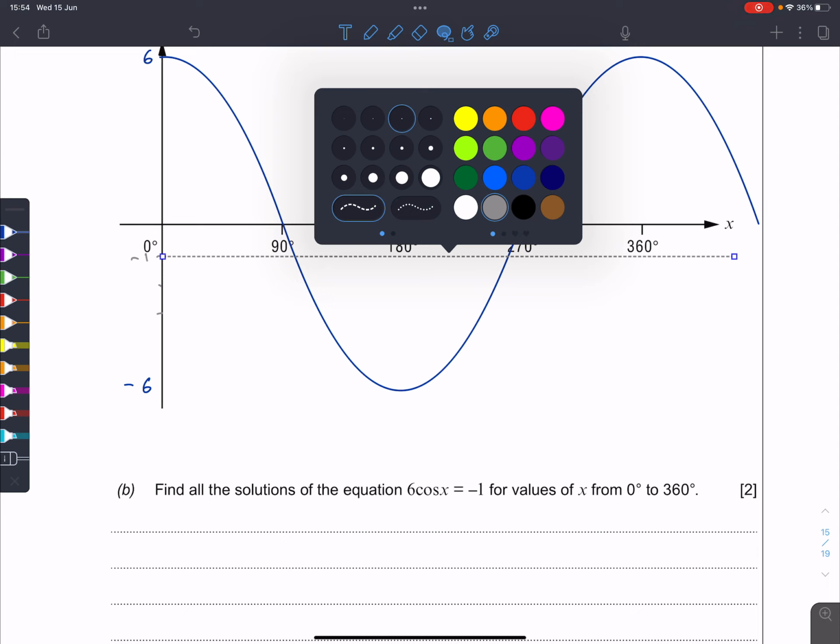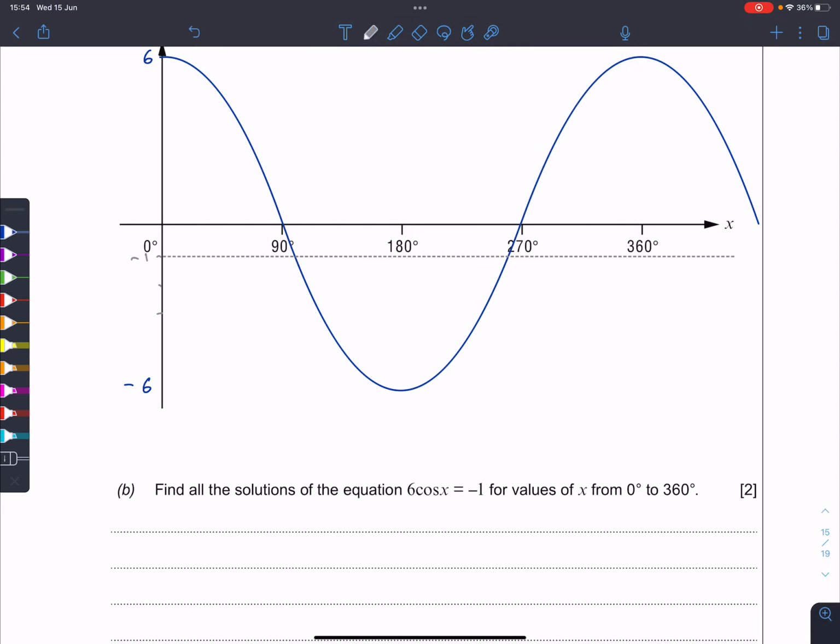Let's just turn it into a dashed line. Okay, and what happens is we have 2 possible solutions. We have one there where the line and the curve cross, and another one where the line and the curve cross. So the first one there, and the second one there. The first one is a little bit more than 90. The second one is a little bit less than 270. But because of the symmetry of the curve, this gap here is the same as that gap there, which is going to help us find our solutions.